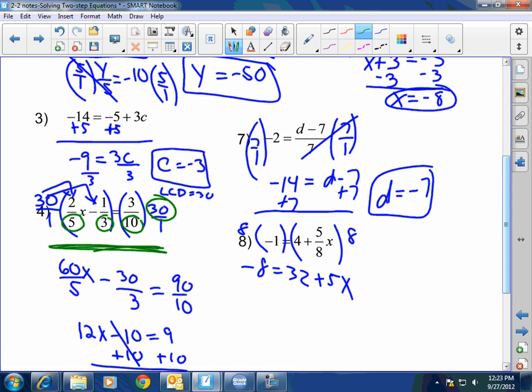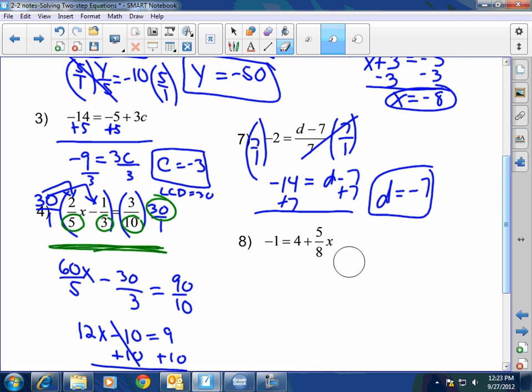The denominator of the 5x is an 8. The denominator of 4 is 1. The denominator of negative 1 is 1. So what's the common denominator? 8. So if you don't want to work with fractions ever, you can multiply by the LCD always to begin with. But in this particular case, I probably would not have done that. Me, personally, if you wanted to, you can. You're going to get the same answer.